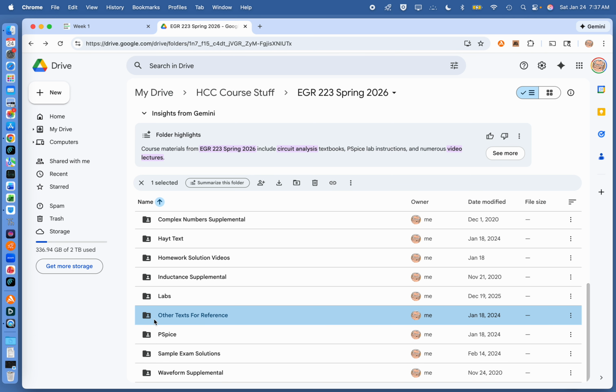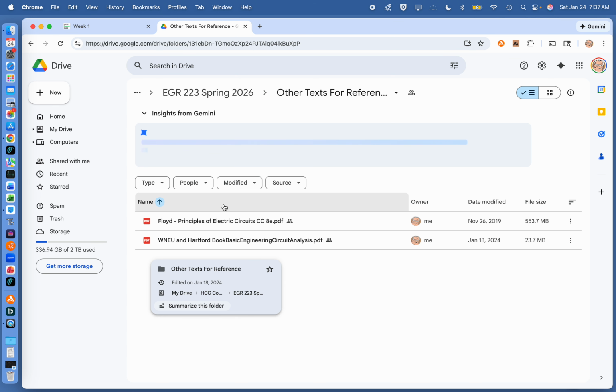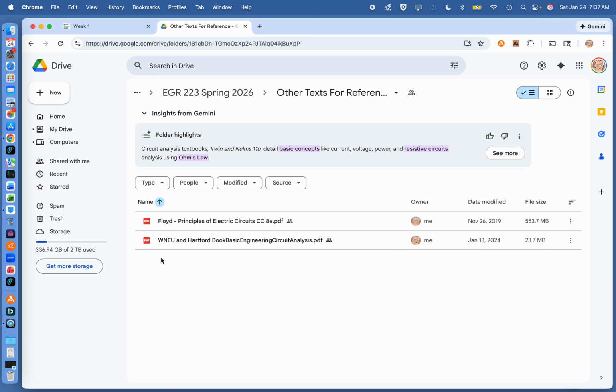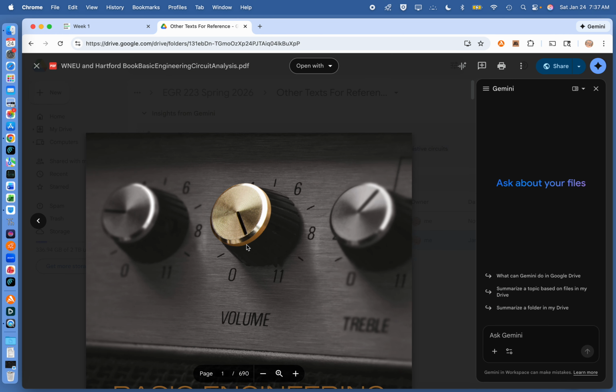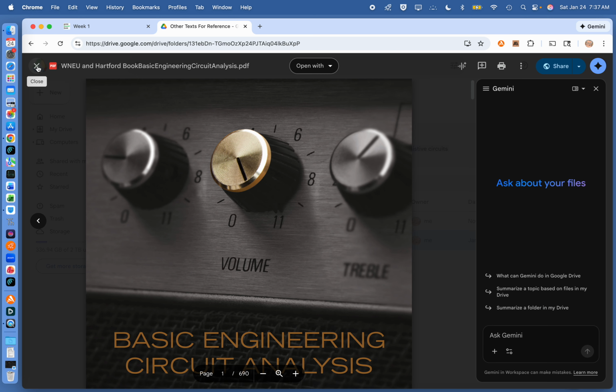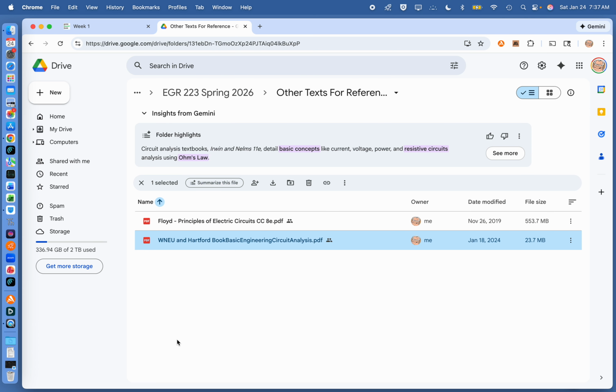Let's open it up. This engineering circuit analysis book here is a separate textbook. This is the book that's currently used by Western New England University and University of Hartford. It's a good book. It's just as good as the Haight text that we're using. The Haight text is primarily the UMass text, but you have access to it. You got a PDF of each. Again, these are free. These are made available. We're not doing anything illegal by using them.